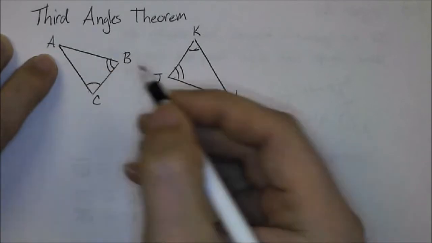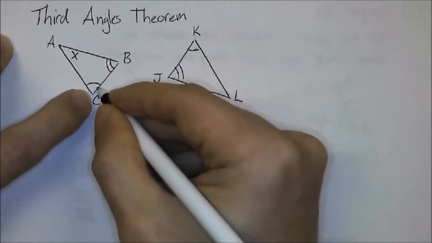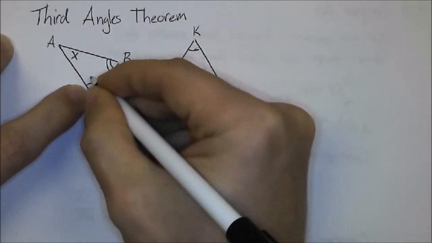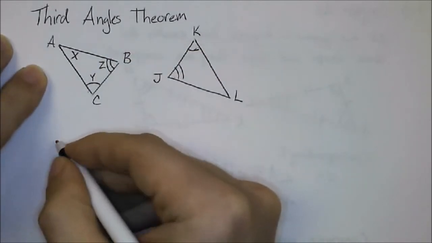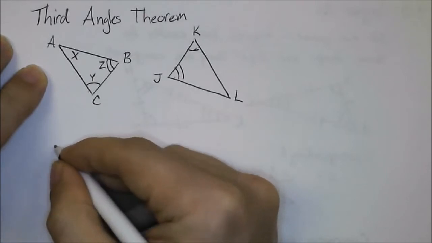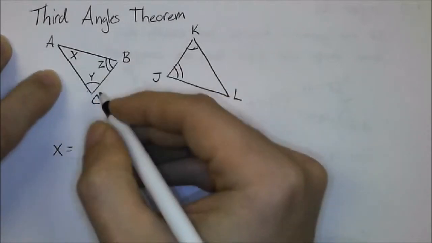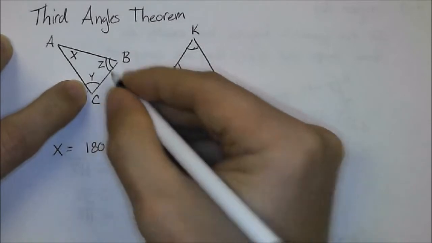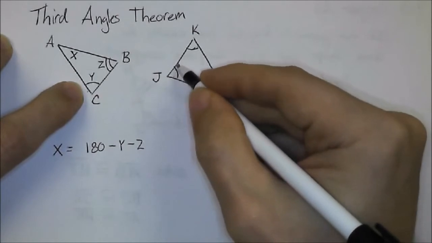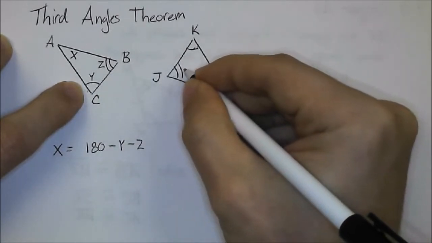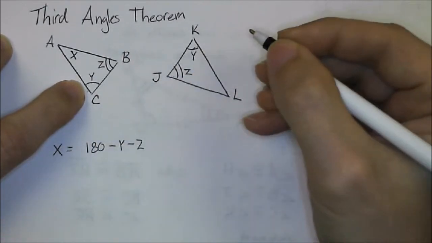So, because of that, this angle right here, let's call this X. And let's say this one has a measure of Y, and this has a measure of Z. Well, I know that angle X is going to equal 180 degrees, the sum of all the angles, minus Y, minus Z. On this one right here, since angle J is congruent to angle B, I can also call that Z. This right here is congruent, so I'm going to call this angle Y.